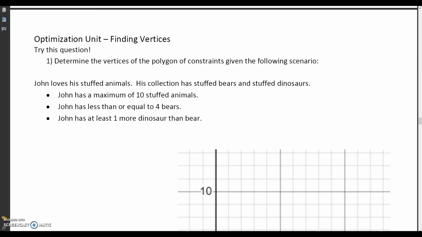John loves his stuffed animals. His collection has stuffed bears and stuffed dinosaurs. John has a maximum of 10 stuffed animals. John has less than or equal to 4 bears, and John has at least one more dinosaur than bear.